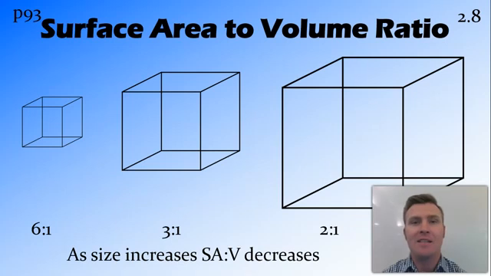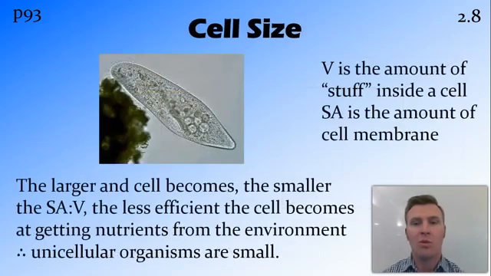So you can see that as the size of the cube increases, the surface area to volume ratio decreases. Okay, so now that we've worked out what surface area to volume ratio is and how to calculate it, what's the point? So remember I said that the volume is the amount of stuff inside a cell. So the amount of cytoplasm, the amount of things that need nutrients like your mitochondria, like your chloroplasts, all those things. The surface area is the amount of membrane around that cell.